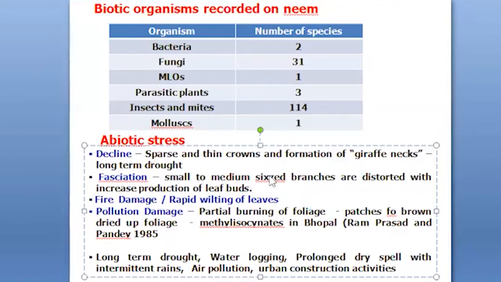Another abiotic stress is fasciation, mostly on small to medium sized branches, with distorted and increased leaf buds. Another important abiotic stress is the rapid wilting of the leaves. And pollution damage is also known to play a major role.